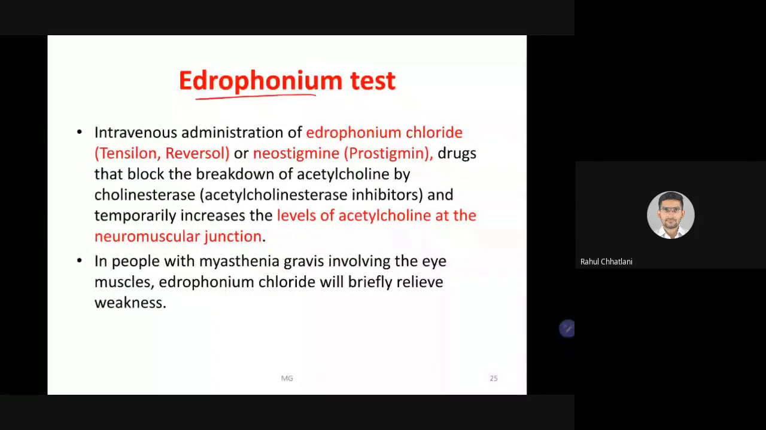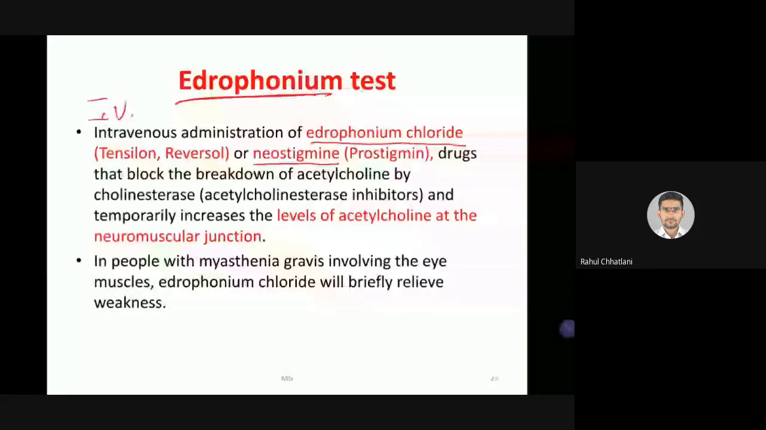Now comes the important edrophonium test. Edrophonium is a class of drugs that we use to prevent the breakdown of acetylcholine. The important terms that you have to remember are edrophonium chloride and neostigmine. Both these terms are most important when you are writing the medical management of myasthenia gravis. Intravenous administration, IV, of edrophonium chloride or neostigmine, drugs that block the breakdown of acetylcholine by cholinesterase, temporarily increases the level of acetylcholine at the neuromuscular junction, that is the synapse.